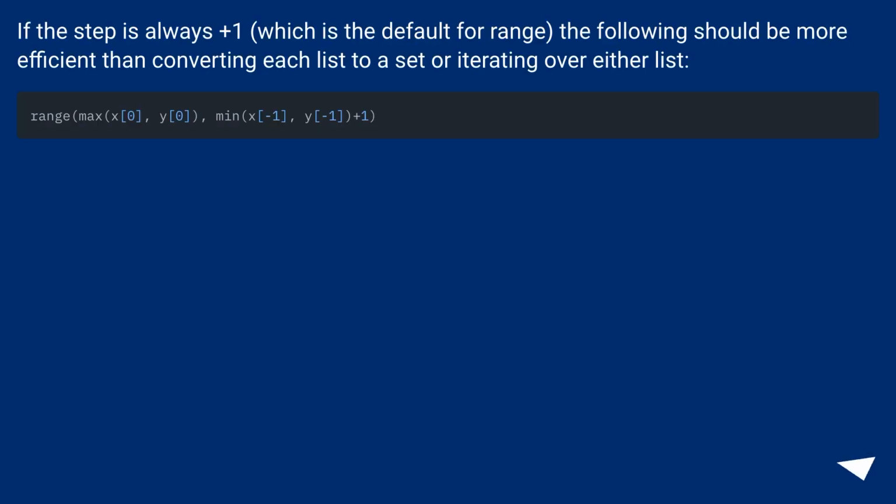If the step is always +1, which is the default for range, the following should be more efficient than converting each list to a set or iterating over either list.